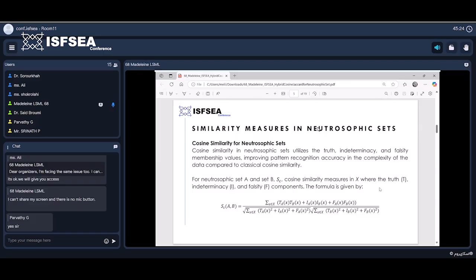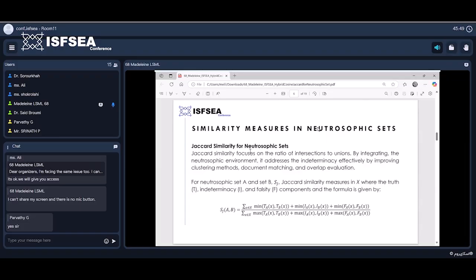So here are some similarity measures that we have in classical. So cosine similarity, we are going to have all the T, I, and F, truth, indeterminacy and falsity. So we are going to have also the Jaccard similarity coming from the original Jaccard formula, where we also consider the T, I, and F in Neutrosophic set.